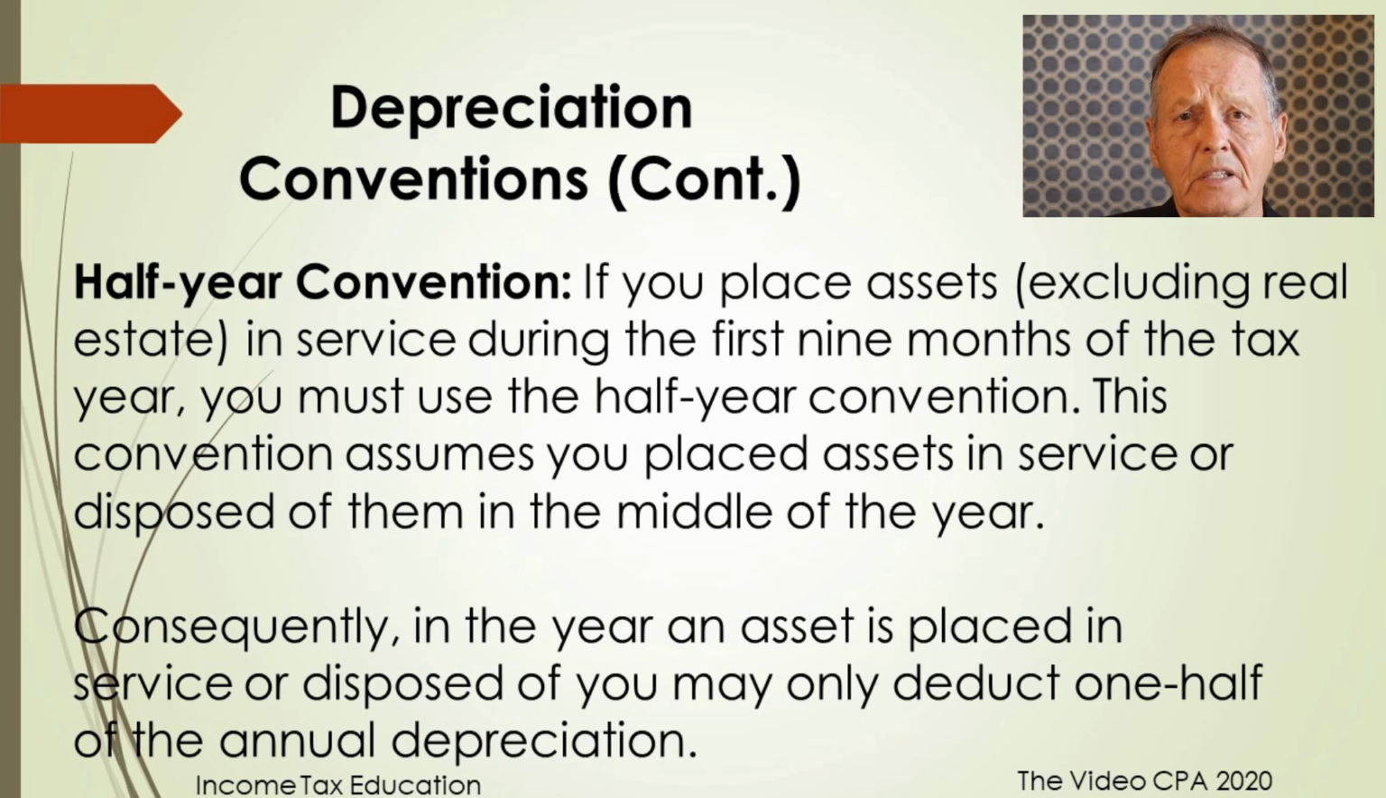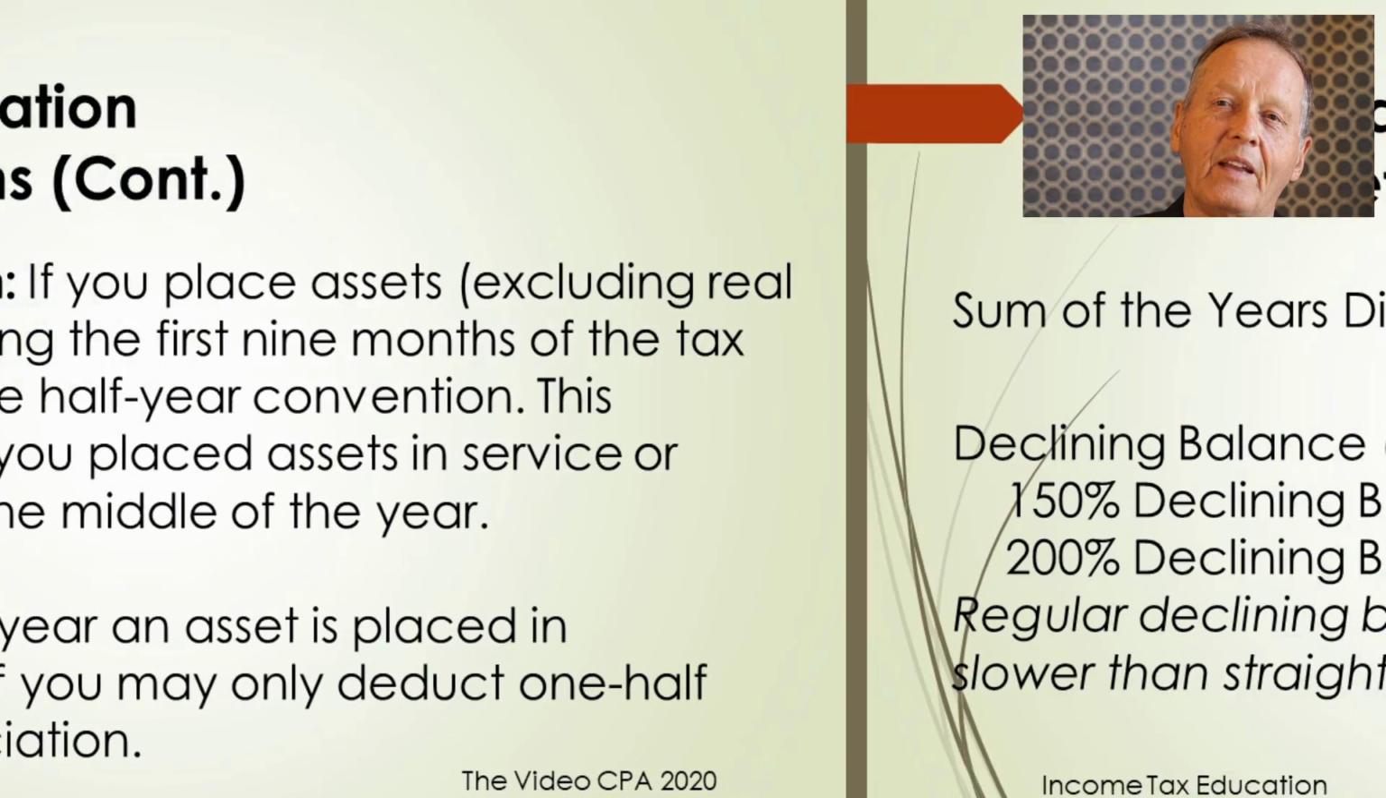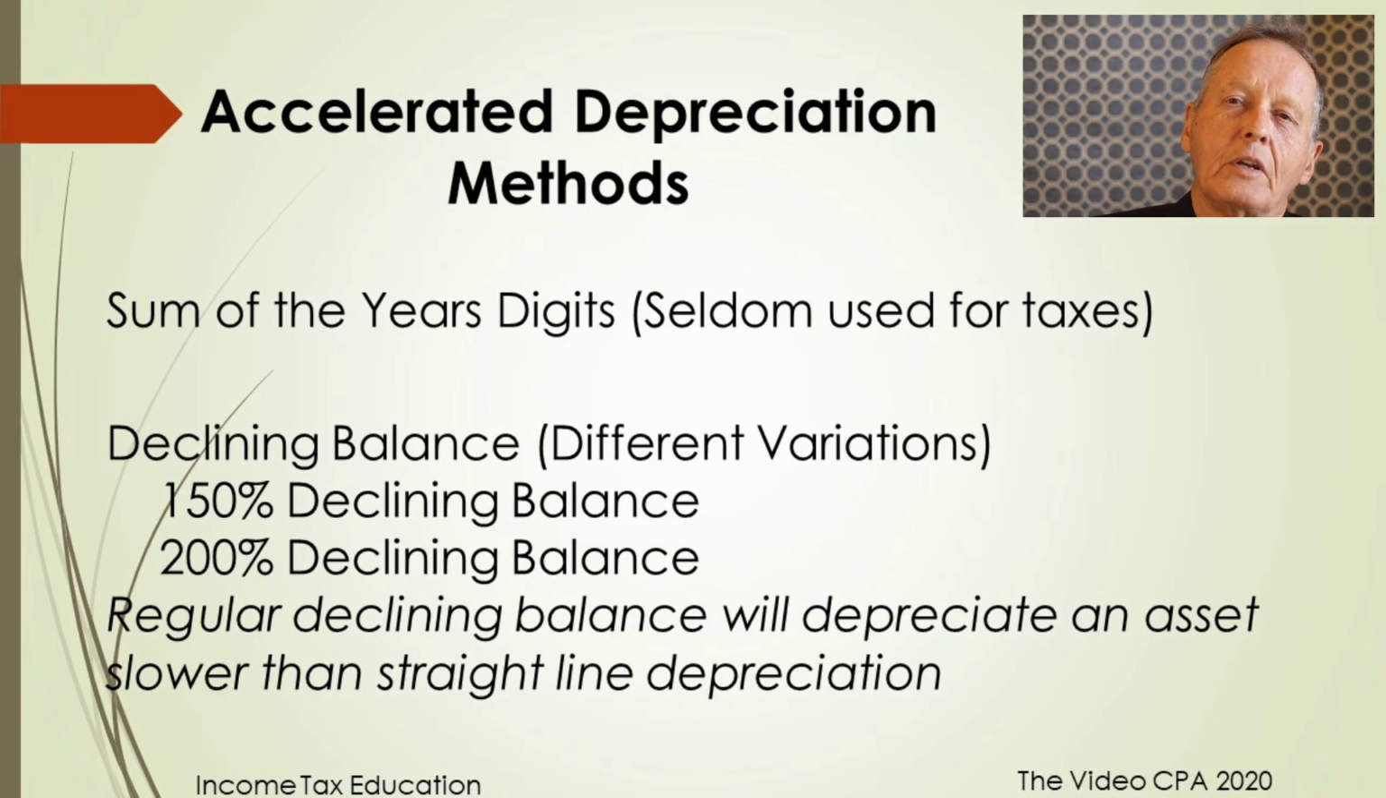What that's basically saying in some ways is that a 5-year property is going to depreciate over 5 years, but there's going to be some left. So in the 6th year, you're also going to have some depreciation that you're going to have to take into account. So that is the half-year convention. All right. Let's get into the accelerated depreciation methods.